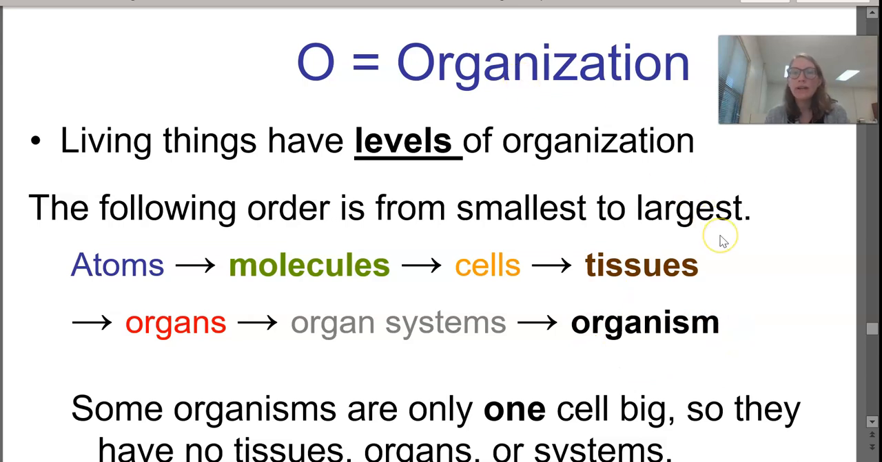Okay, so all organisms, everything that's living, a plant, a fly, a little bug, a human, we all have to have levels of organization to be considered living, and you have to have cells as well. Some organisms are only one cell big, so they have no tissue or organs or systems. But like I said, that's okay. Even if you stop here, you're still considered a living organism.